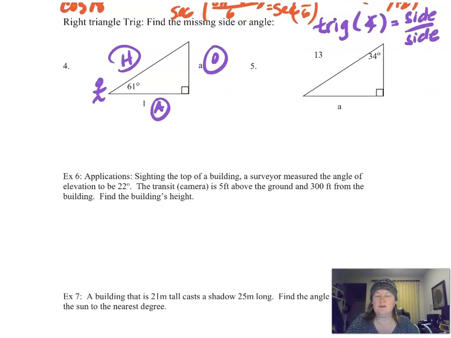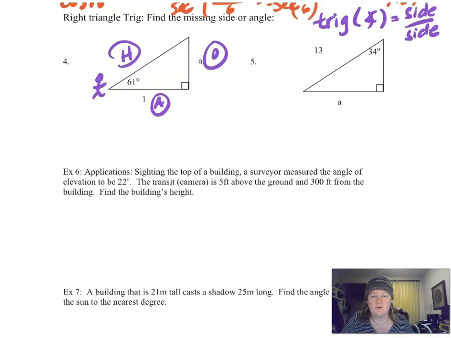So we were in the middle of figuring out what to use for number 4, and we said since they gave us a label A, that's what they're asking us to find, and I have the side 1, right? So I have opposite and adjacent. So the trig function that works for that is tangent. So I'm going to first write down the equation. Tangent of 61 degrees equals A over 1. Those are the original numbers that were in the actual triangle.